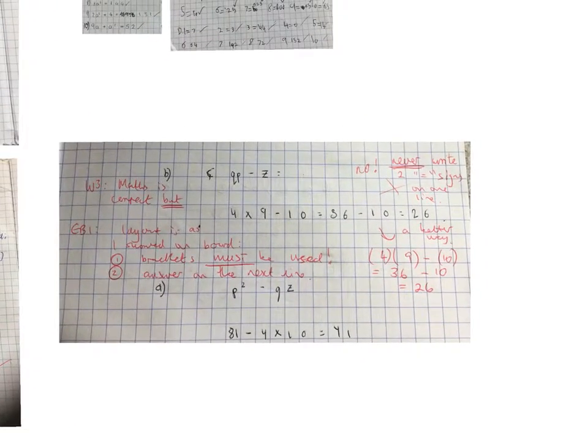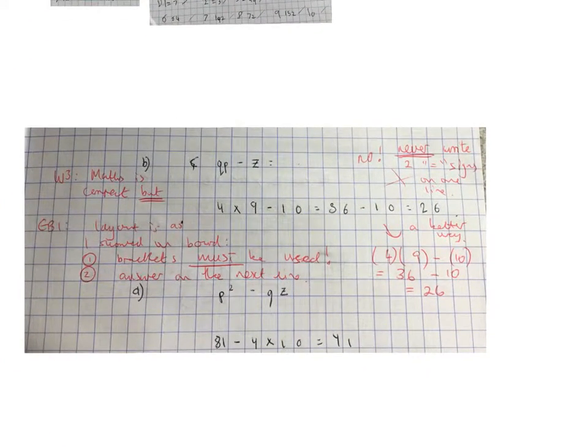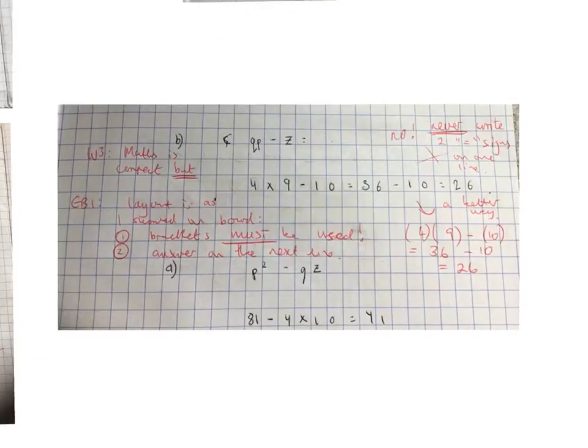A little bit of feedback here as well. Here we go. What went well? Maths is correct. You can see here, this is what I was talking about before. Look, equals, equals. 2 equals on one line doesn't work. I need to see the layout going, as I said here, as I showed on the board. Brackets must be used. Answer on the next line. And I've shown a better way here. That's what this should have looked like.